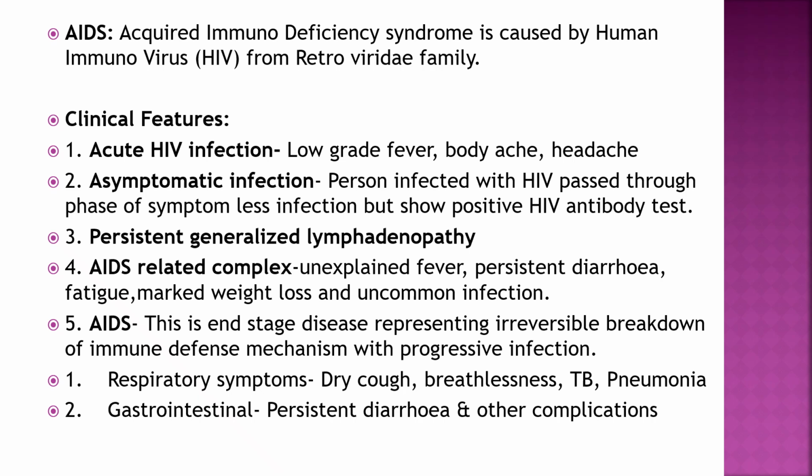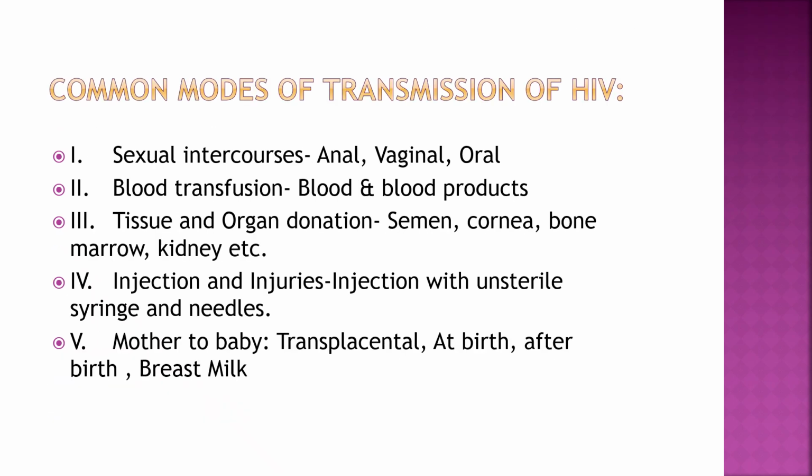Then the common modes of transmission of HIV are very important to know to prevent HIV. First is sexual intercourse, then blood transfusion. Blood or blood products, if they are infected, can cause AIDS. So in blood transfusion, screening of the donor is very important, with investigations for the 3 H's, that is HIV, hepatitis B and HCV. Then tissue and organ donation like semen, cornea, bone marrow, kidney. In that also, screening of the donor is very important for HIV.